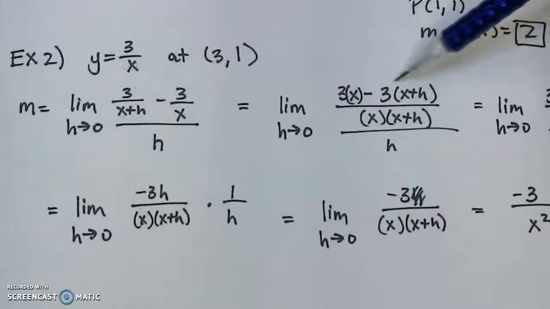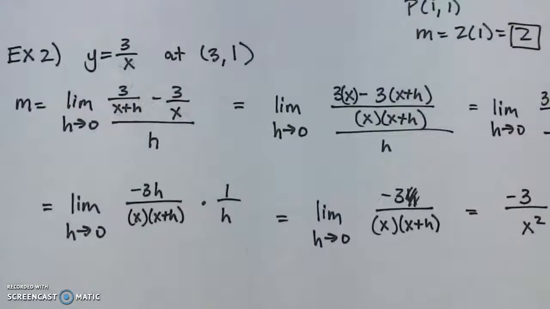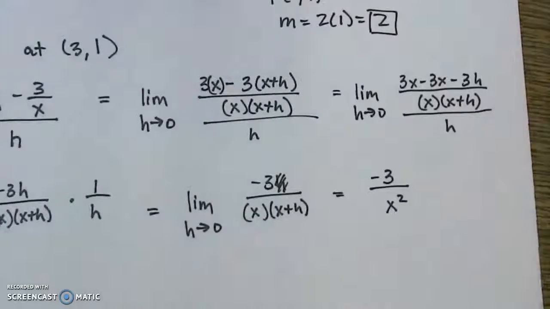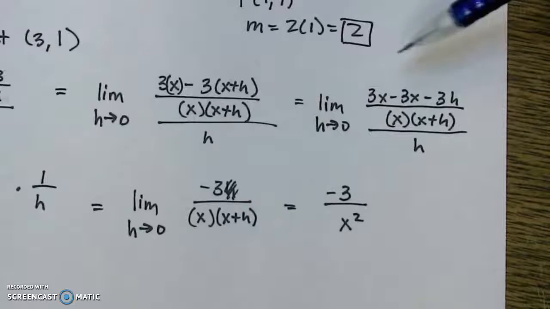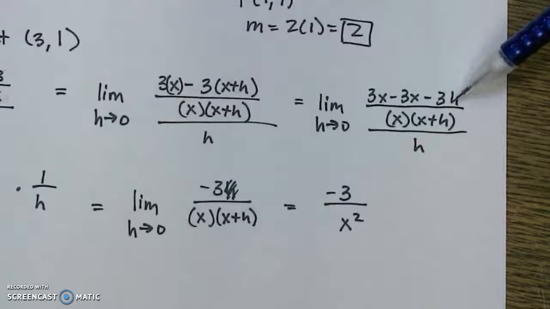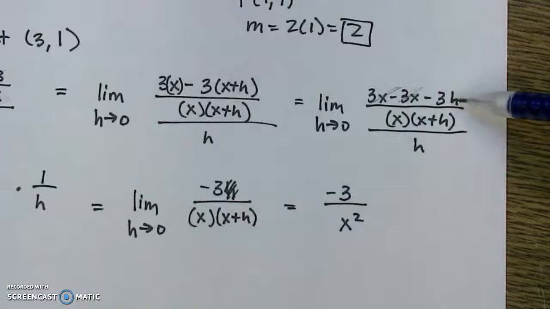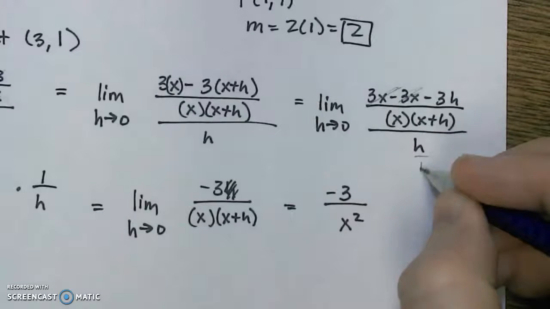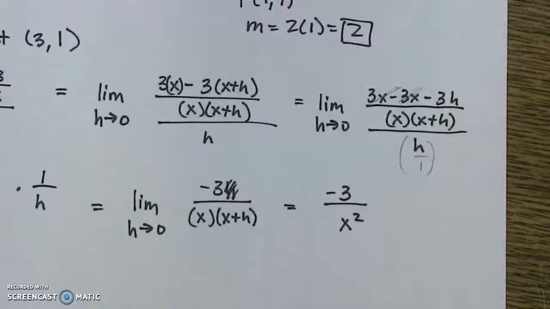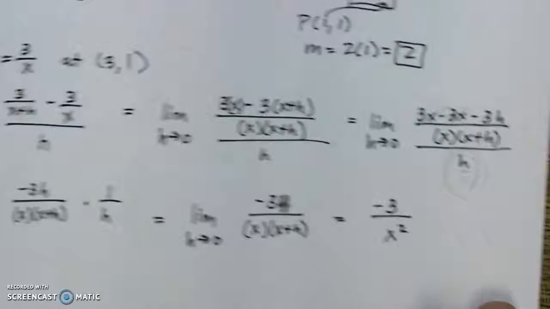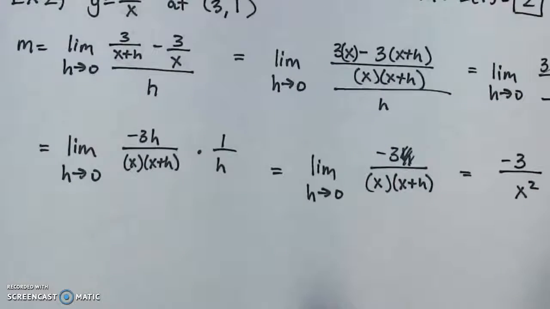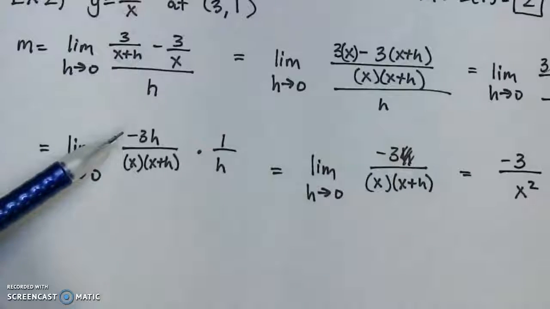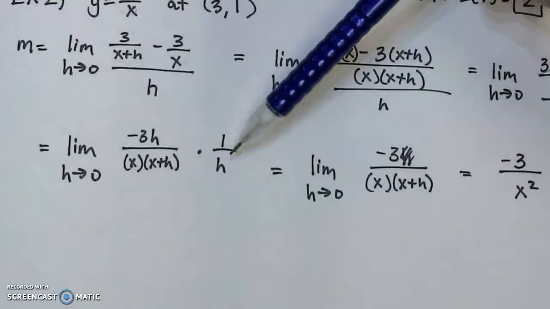Then when you distribute your -3, make sure you include the negative. You end up getting 3x minus 3h on top, in which case these 3x's cancel out. So then you just have a -3h. So then on the bottom, you can go ahead and put a 1 on the bottom of your h over 1 and multiply by the reciprocal of this fraction so that you don't have a complex fraction. So that's what I did here. The 3x is canceled. I'm left with a -3h, and I multiplied by the reciprocal.